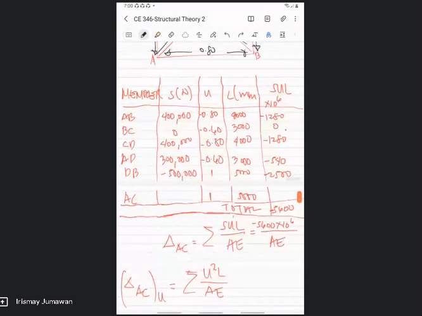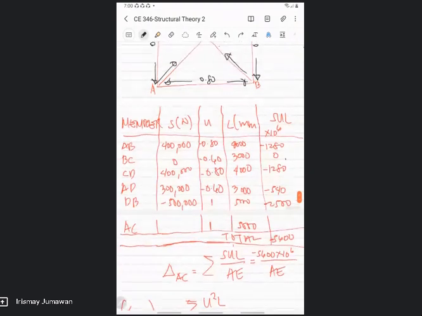So to get the summation of the SULK of the deflection of the member AC due to the actual load, so that is the redundant member. So you have there negative 5,600 times 10 to the 6 AC. So that is the deflection.